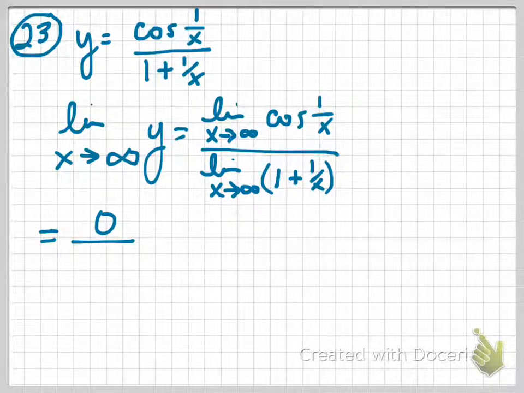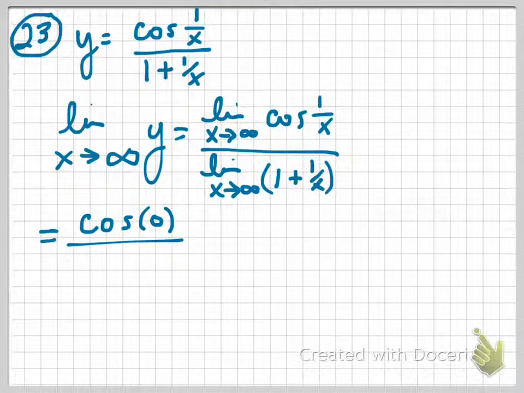Oh, I'm sorry, not 0. What is actually 0? The inside, right? So it's the cosine of 0. My bad. There we go. Cosine of 0. Yes? Because what I actually took the limit of was the x expression. Does that make sense? Just to show that step.